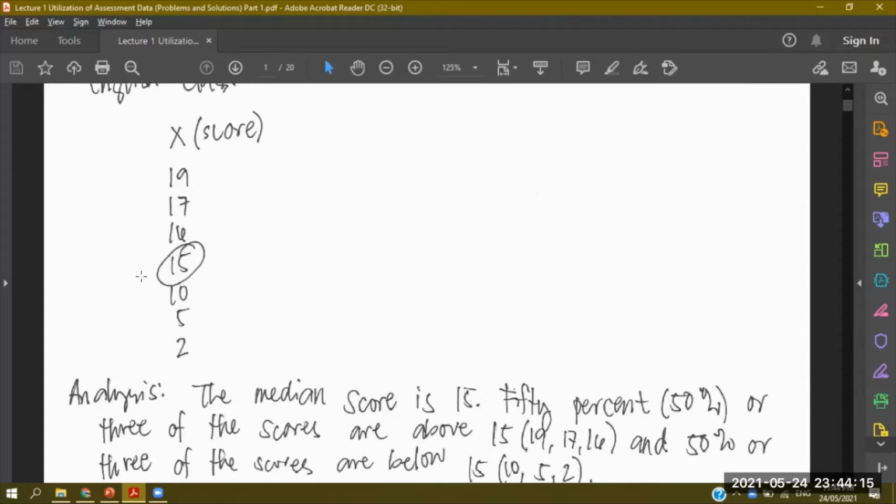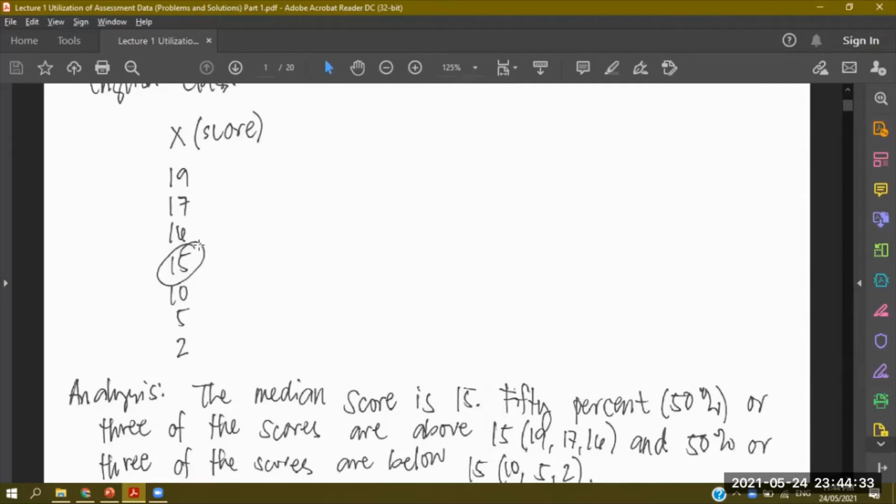And then let's count down to the middlemost score. So we have 1, 2, 3, 15. Then 1, 2, 3, 15. Therefore, 15 here is our median.